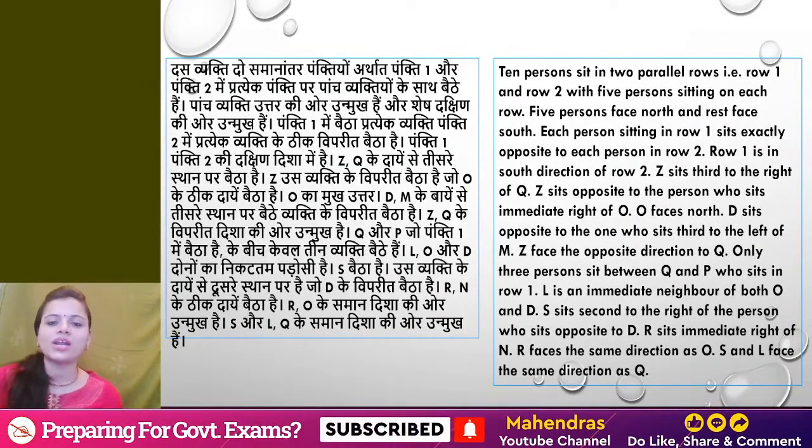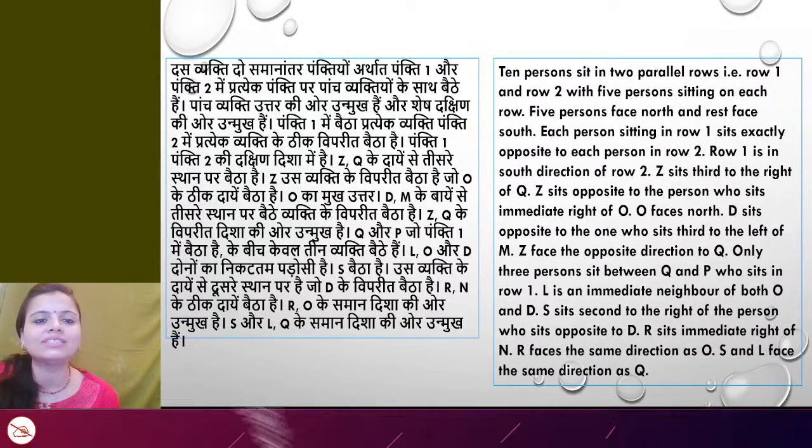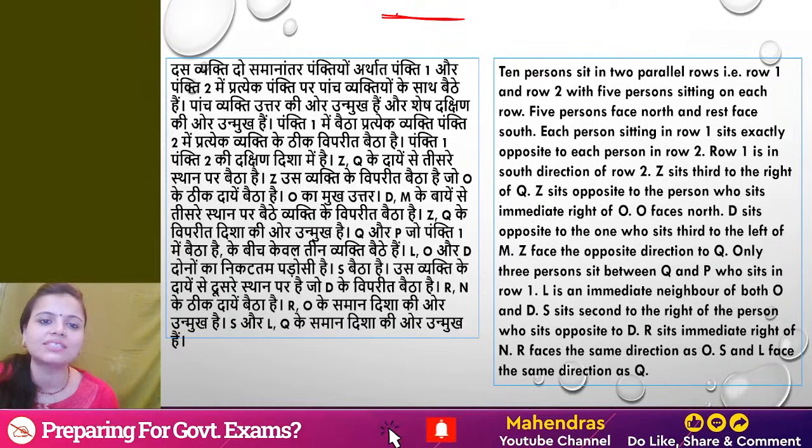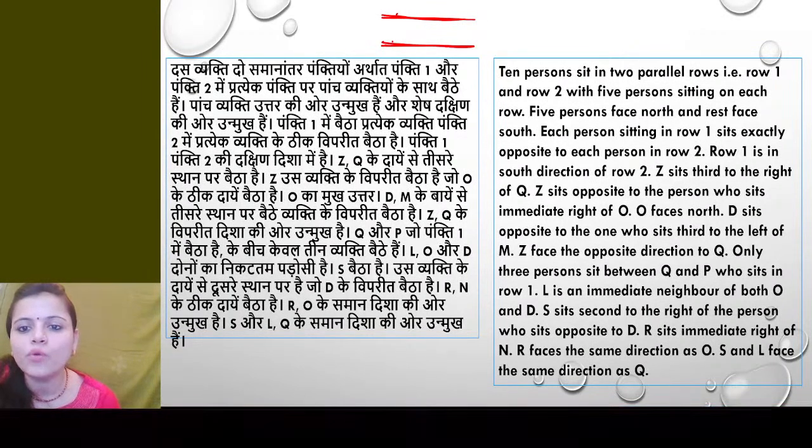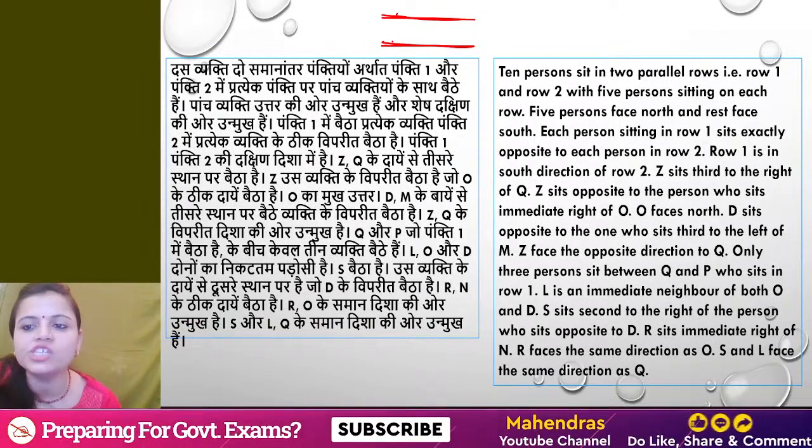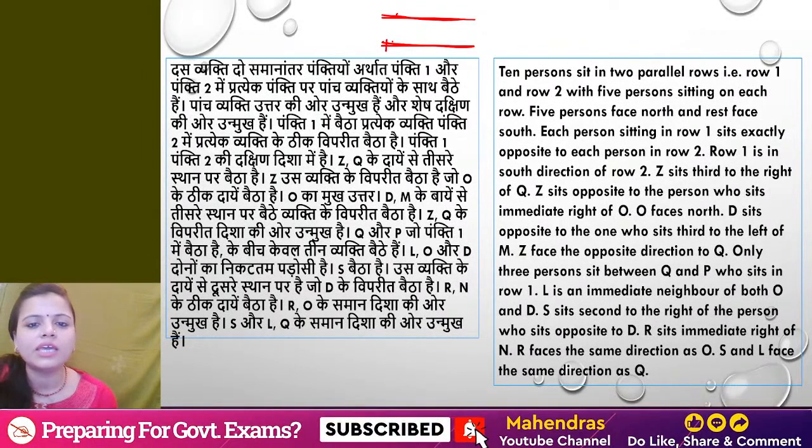So in the parallel row arrangement, 10 people are sitting in two parallel rows. How can we start this type of question? Just draw two parallel rows. In row 1 and row 2, 5 are sitting in each row. 5 face north and the rest face south. Each person sitting in row 1 sits exactly opposite to a person in row 2. That means each row consists of 5.